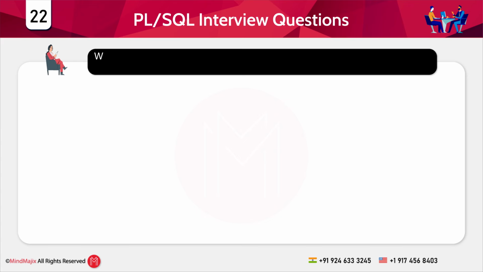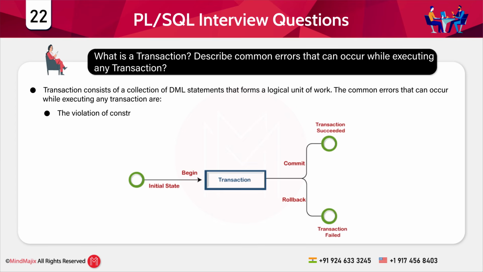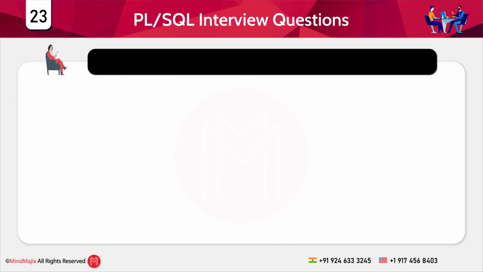The next question is, what is a transaction? And describe the common errors that can occur while executing any transaction. A transaction consists of a collection of DML statements, data manipulation language statements, that form a logical unit of work. The common errors that can occur while executing any transaction are the violation of constraints, data type mismatch, value too wide to fit in the column. Apart from this, the system crash or the server gets down, the session gets killed, locking takes place, and so on.